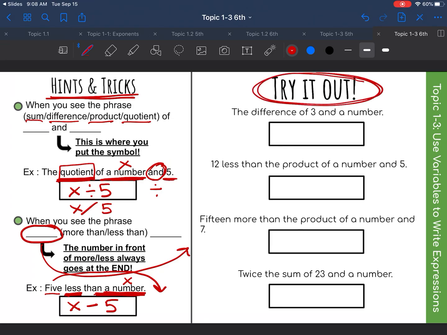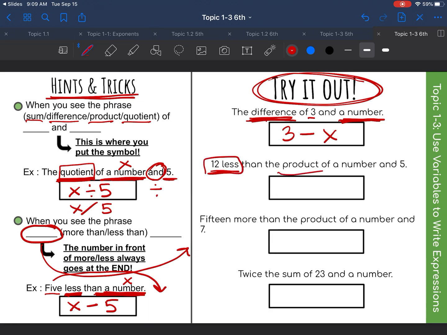So now we're going to try some out. Look at these and see what you can do. All right, try these out on your own first. So the difference of 3 and a number. So a number is X. The difference of 3 and a number is going to be 3. Difference stands for subtraction, minus X.